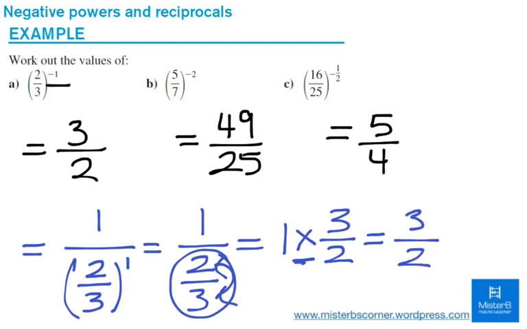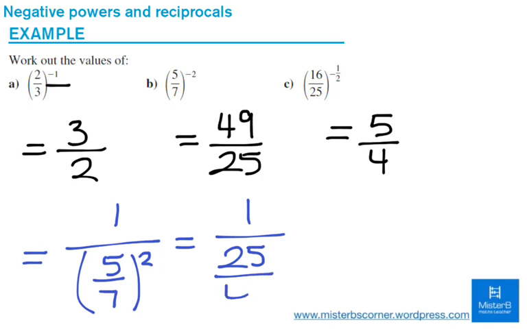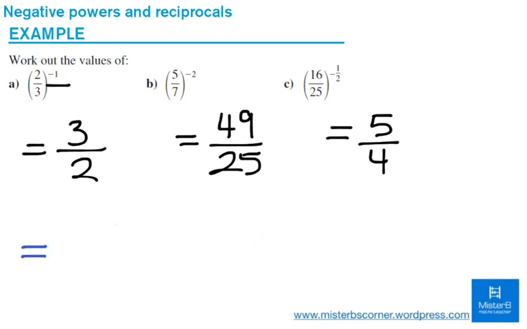The second one is 1 over 5 over 7 squared. Remember that we are changing signs when we are writing the reciprocal, and it's going to be 1 over 25 over 49. For the same reason as I discussed in the first question, I'm going to end up with 49 over 25. Basically, if you have a fraction like that, you can just carry the denominator to the numerator to have the final answer.